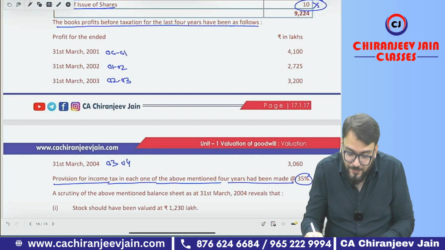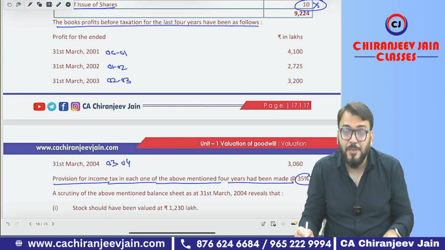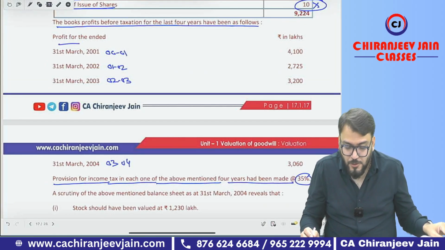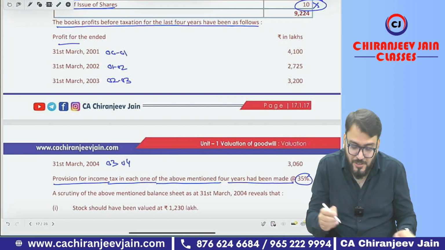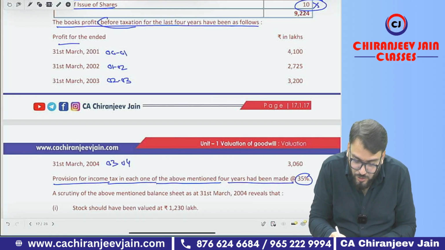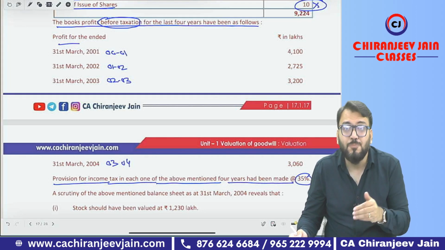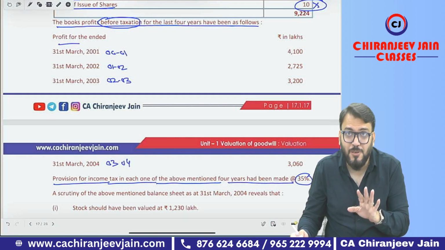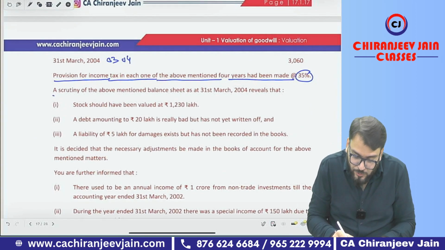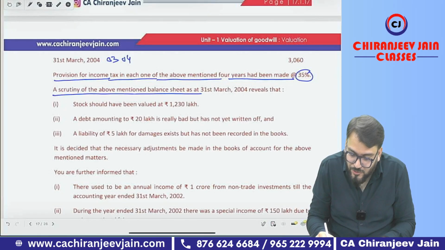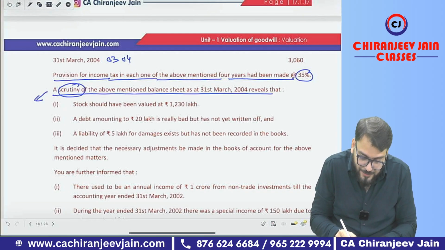So provision for income tax is at 35%. But the question is silent whether it is PAT or PBT. You can see they have given profit, but what you should assume is that it is the book profit before tax. Sorry, my mistake, it is profit before tax that is given. So of course, if profit before tax is given, no adjustment for tax expense. Scrutiny of the above mentioned balance sheet as on 31st March 2004 revealed that there is some error, so this error needs to be rectified.